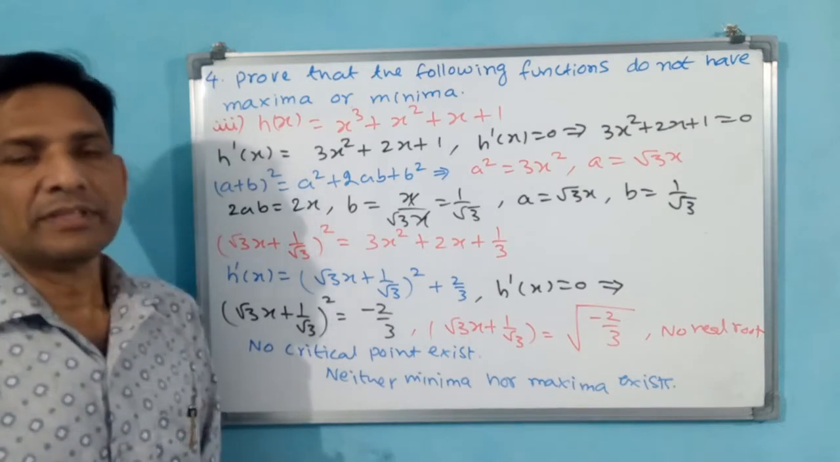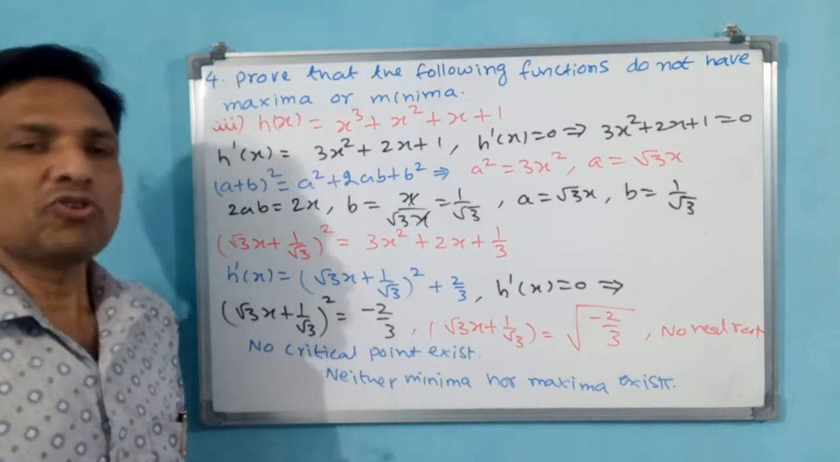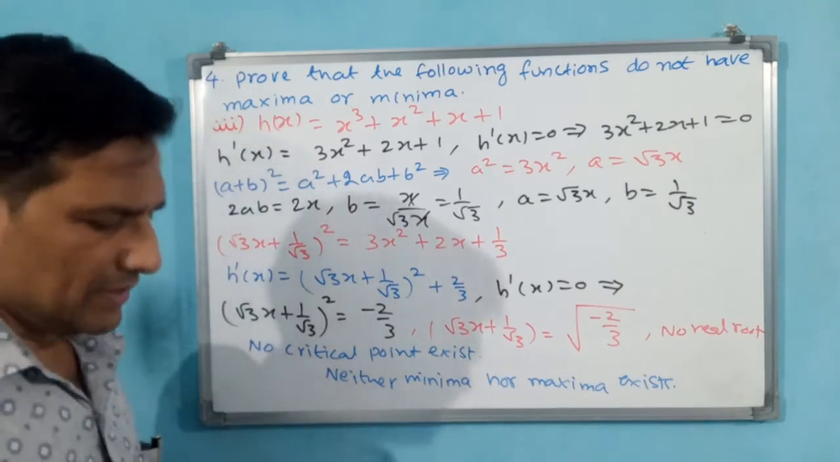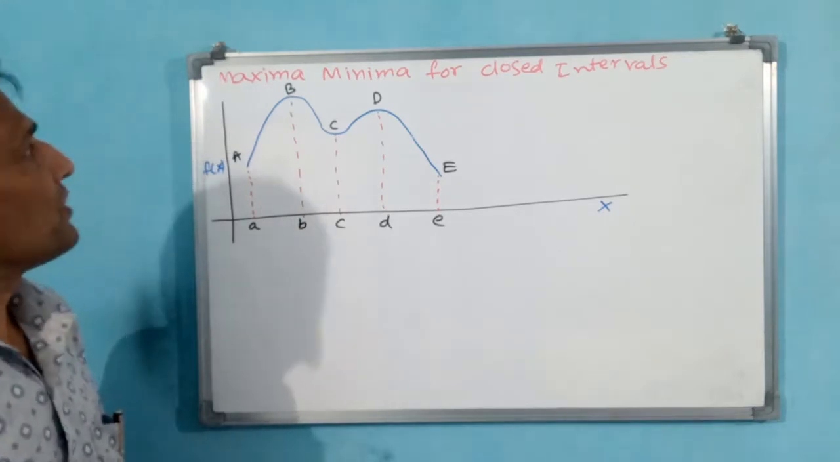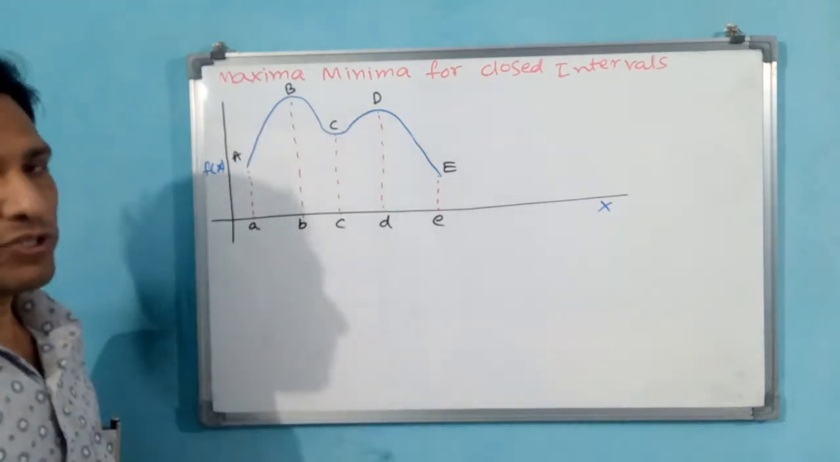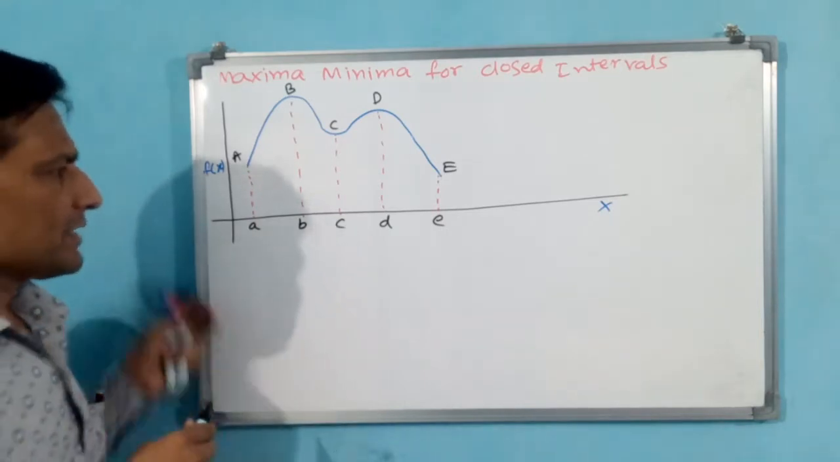Last concept, that is maxima minima for closed interval functions. Okay, that we will see. See, the next concept is maxima minima for closed intervals. What is a closed interval normally? Have you done a question like this until now?